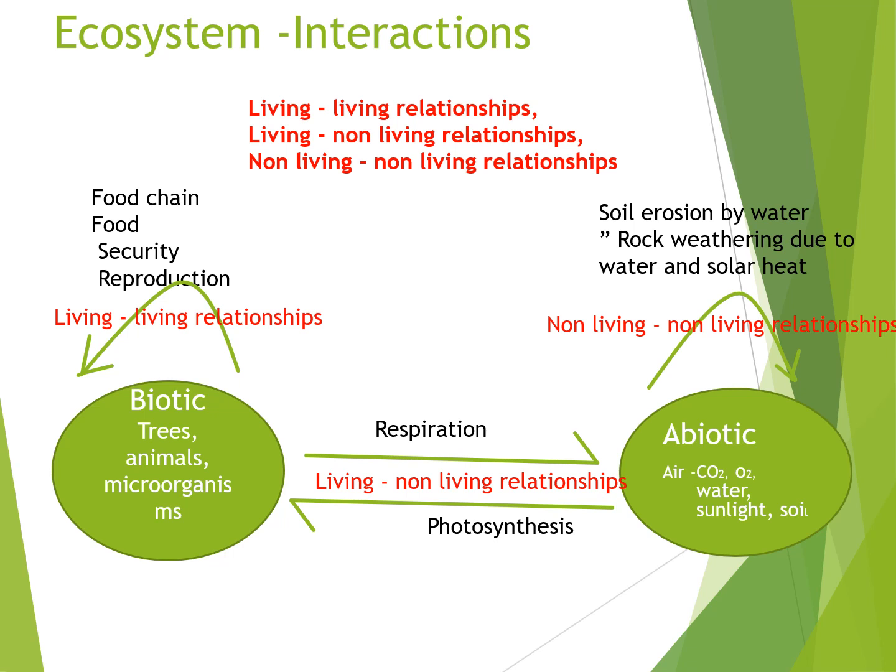Then, living relationships. What are the living relationships? Food chains. One animal needs to depend on another animal because of food. Then, security, reproduction. Then, non-living relationships. Soil erosion by water, rock weathering due to water and solar heat.